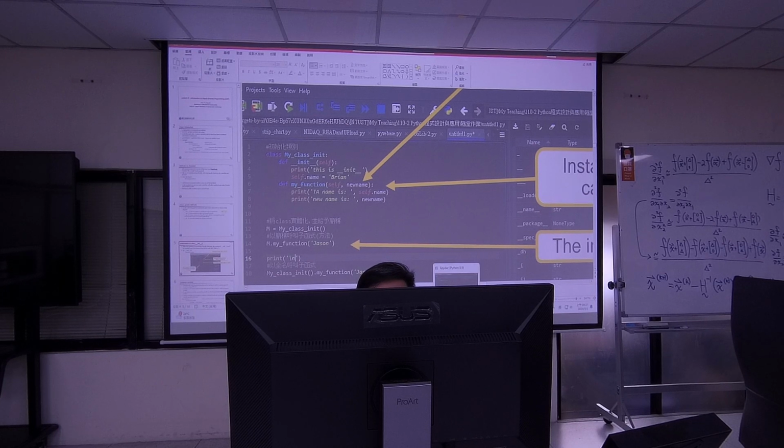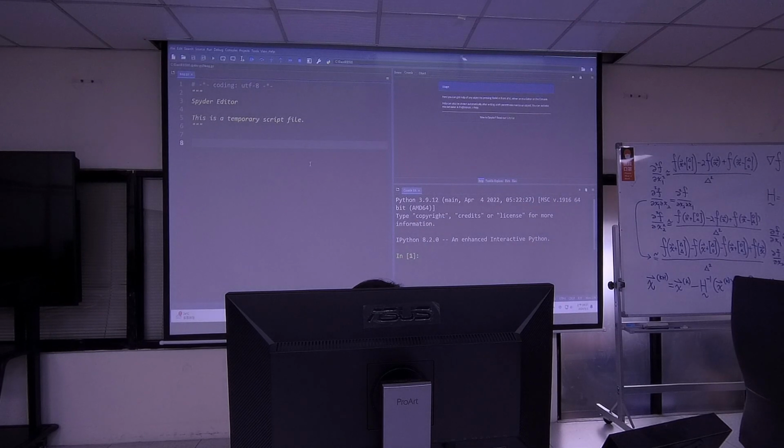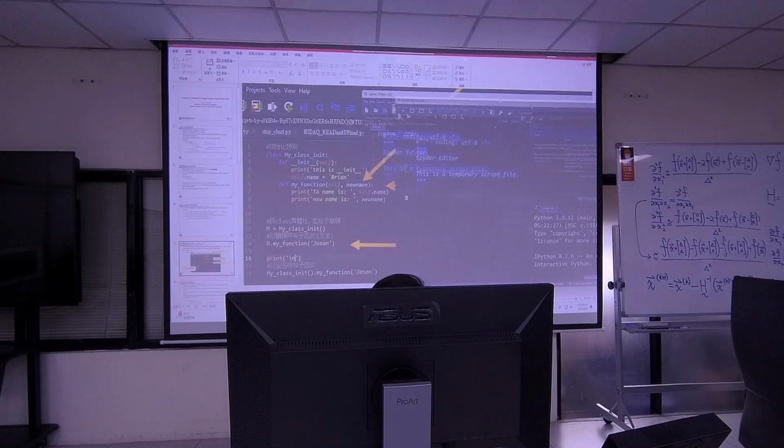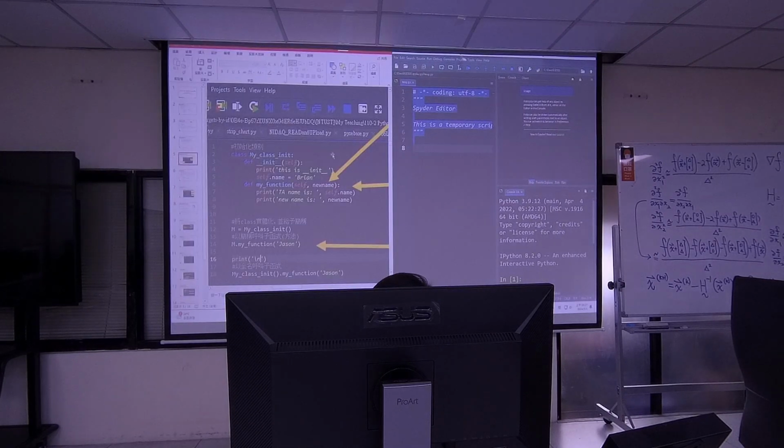So let's try this in Python, and I will let you practice. So now let me do a side by side. Okay, so here you create a class. So maybe I try something else. I will try my math. Okay.